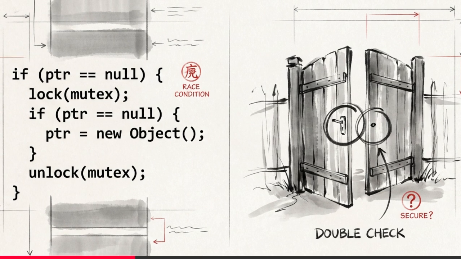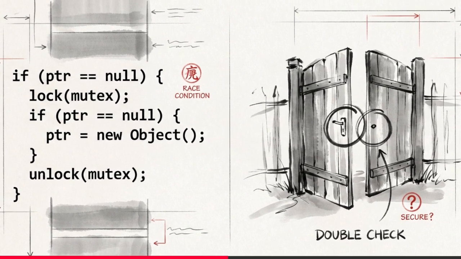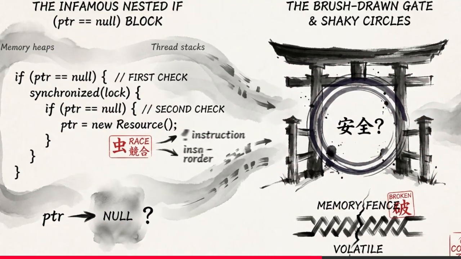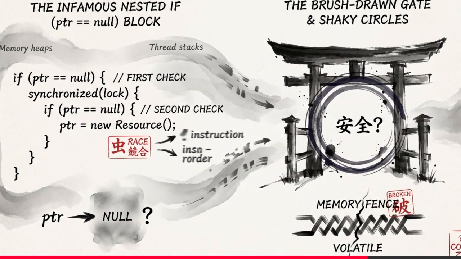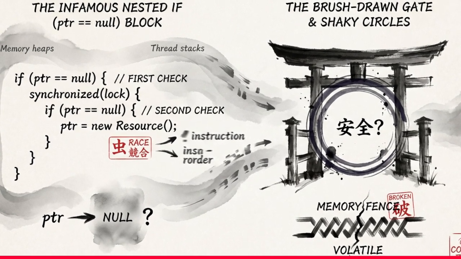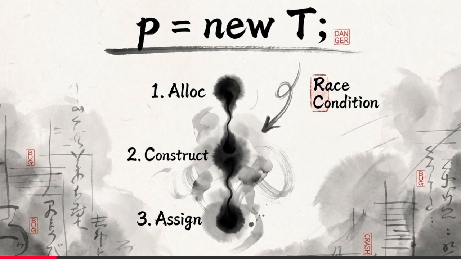Right. Everyone wrote this back in the day. The thinking was, locking a mutex is slow, it's a system call. So you check the pointer first. Only if it's null, you take the expensive lock. Then you check it again inside the lock just to be safe. On the surface, it looks foolproof. You only pay for that lock one time. But before C++11, that pattern was fundamentally, provably broken.